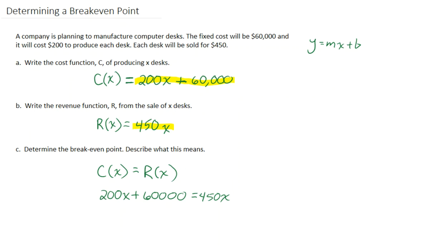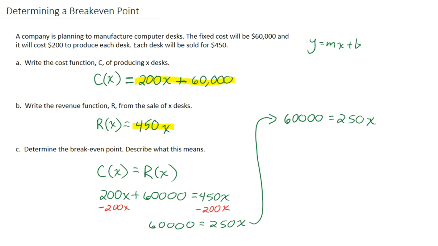Once I get those set equal, it's just a matter of solving that linear equation in one variable. So to solve this, I would actually start out by subtracting 200x from both sides. When I do that, that gives me that 60,000 equals 250x, and I'm going to bring this up here to give me a little bit more space to work with it. The only thing left to do to solve this equation, we're just getting x by itself, is to divide the 250 on both sides. And that gives me 240 equals x, or x equals 240. And so what that means is for this company to break even, they need to produce and sell 240 discs.